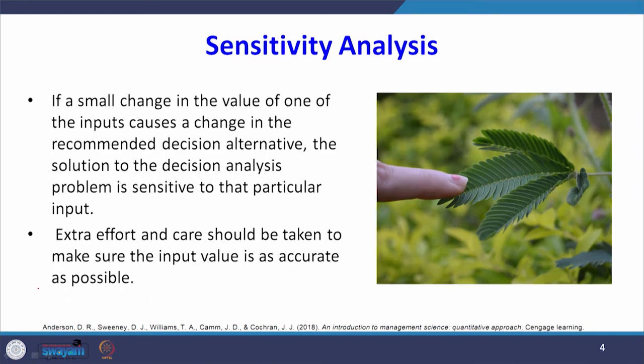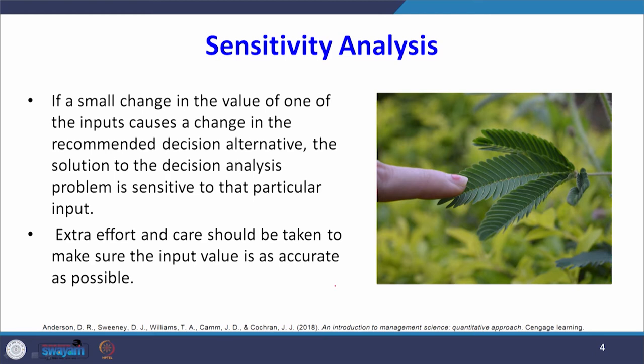So, if a small change in the value of one of the inputs causes a change in the recommended decision alternative, the solution to the decision analysis problem is sensitive to that particular input, because a slight change is affecting our recommended decision. So, extra effort and care should be taken to make sure that the input value is as accurate as possible, because it is very sensitive.